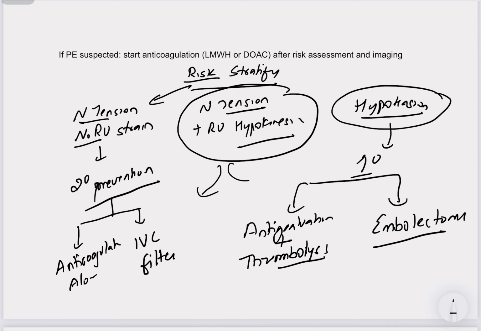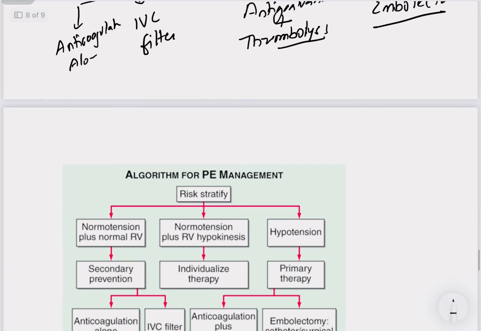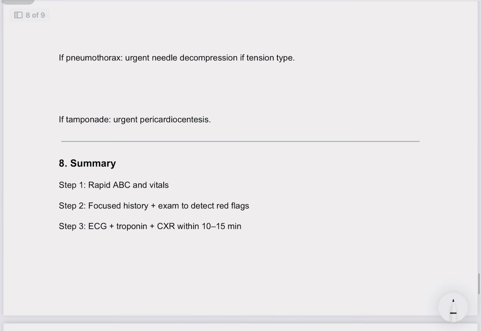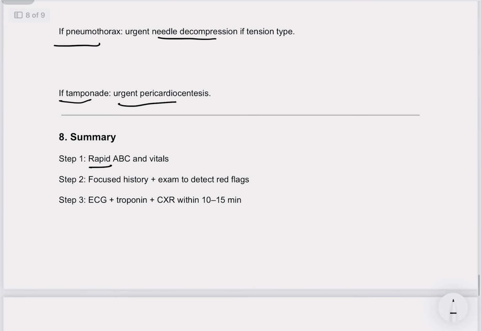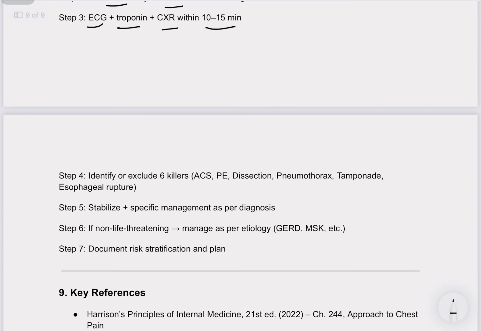We can go either to this side or this side. And if pneumothorax is suspected, we have to do needle decompression. If tamponade is suspected, we have to do pericardiocentesis. Okay, now going towards the summary. Rapid ABC and vitals will be taken. Focused history and examination is a must to detect the red flag signs. After that, we should do ECG, troponin, and chest X-ray within 10 to 15 minutes.